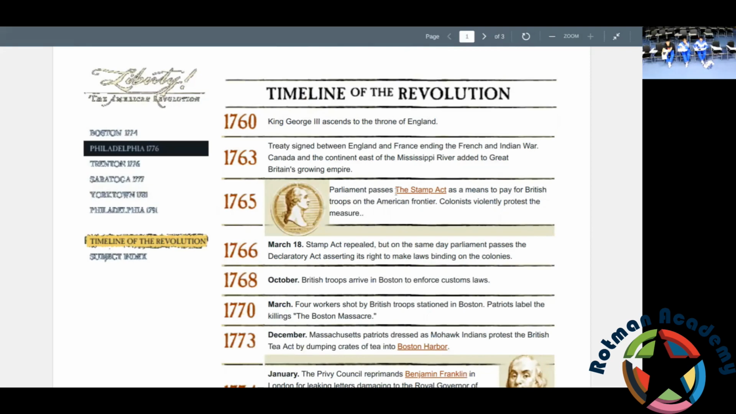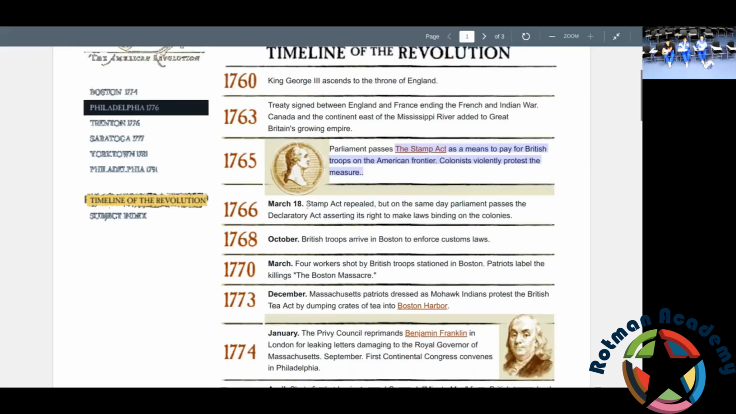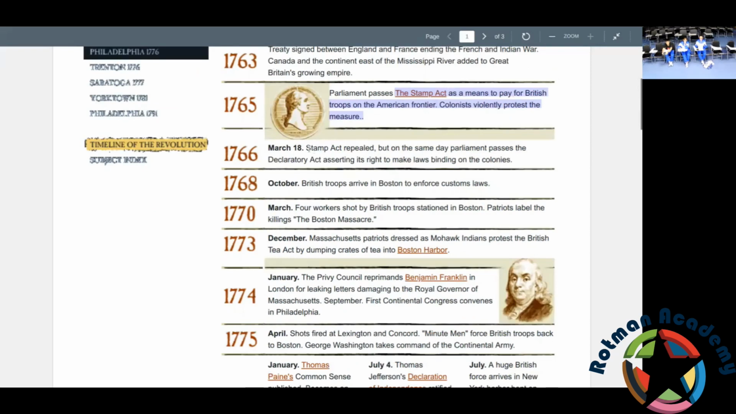In 1765, they passed the Stamp Act as a means to pay for British troops. Colonists violently protest this measure. They were not happy. That was in 1765. In 1766, they repealed the Stamp Act, which meant they reversed it. They took it back.